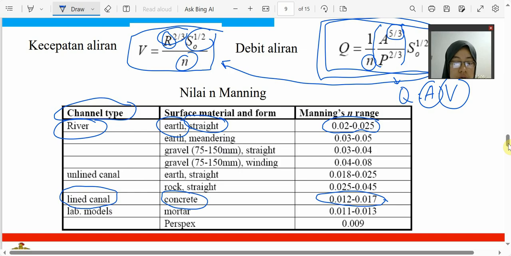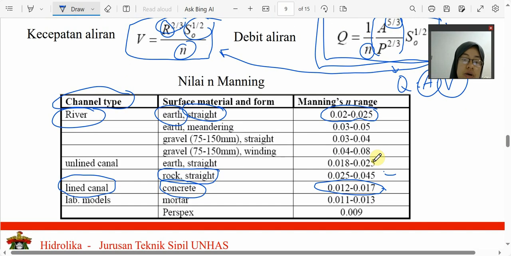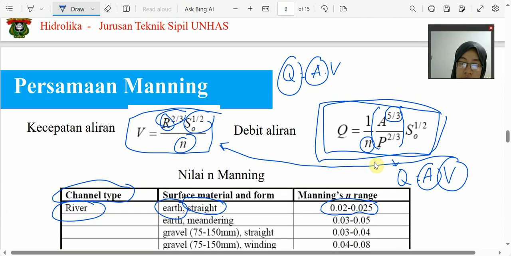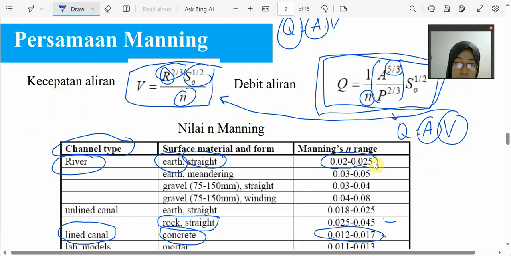If it's rock with a straight form, we can use this. Okay, so it depends on the channel type, and also depends on the surface materials and the form of the open channels. And I can also tell you that if we talk about Chezy, there is also this kind of Chezy number that also depends on the channel type.